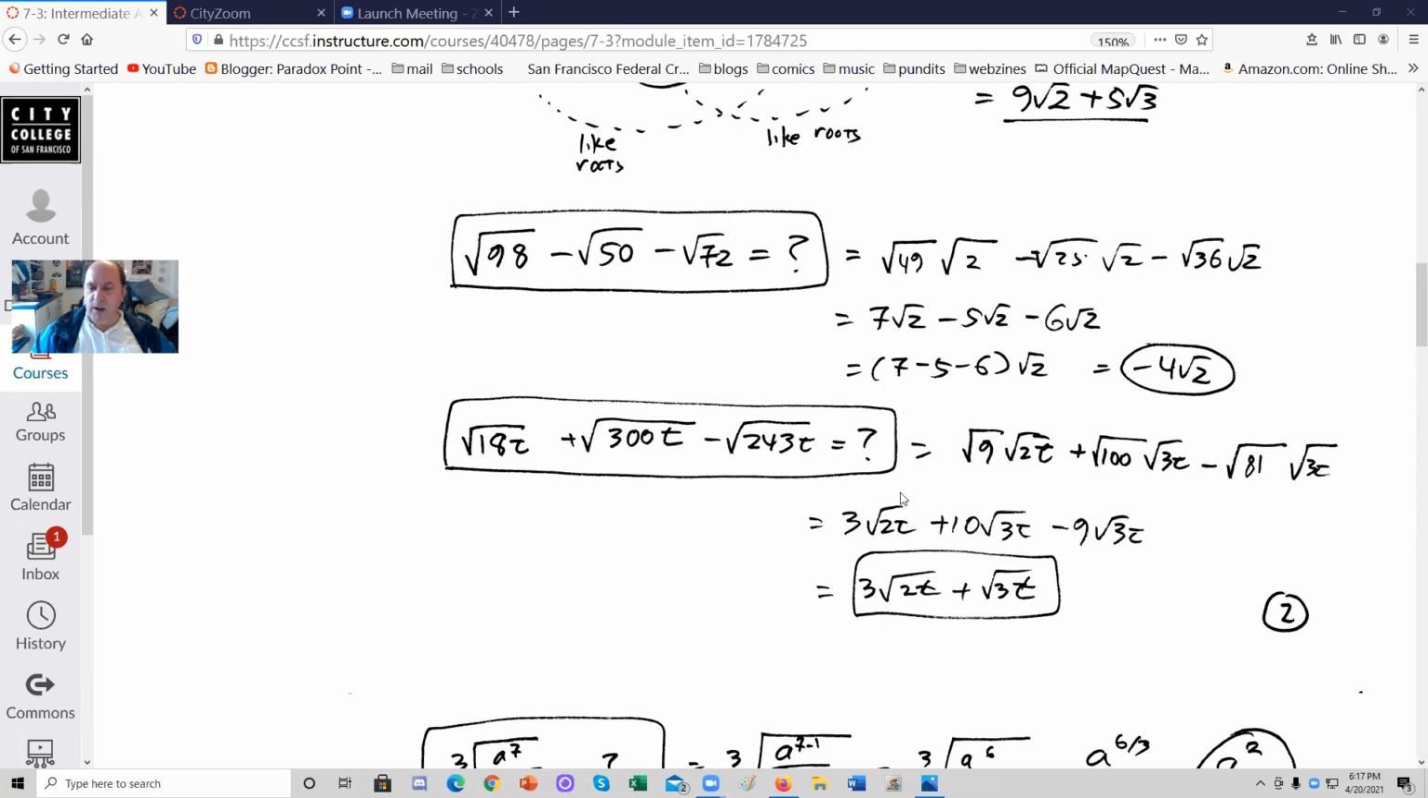This root 9 is a 3. This root 100 is 10. This root 81 is a 9. So 3 root 2t minus 10 root 3t minus 9 root 3t.